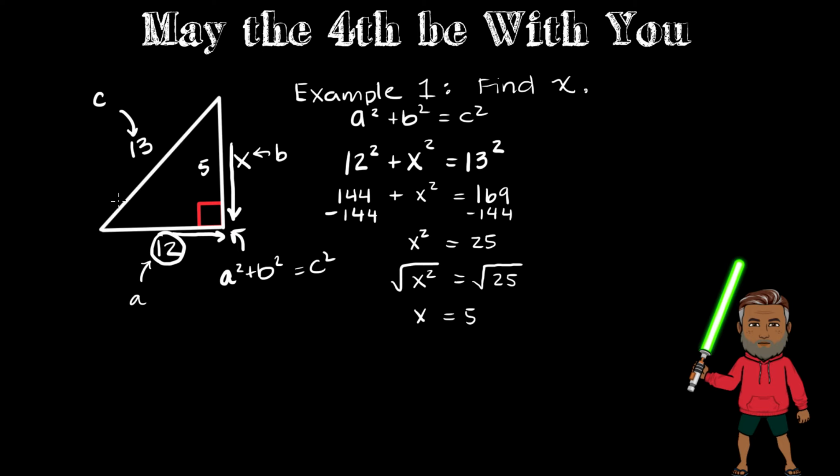So the two sides that make up this right triangle are the 5 and the 12. They make the right angle. And then the 13, that's the hypotenuse. So the legs are 5 and 12, and the hypotenuse is 13.